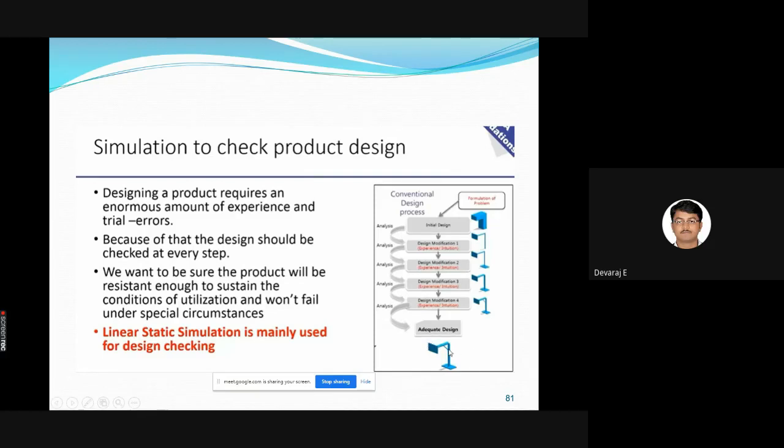Again, he will check once more. He will show it to all the department heads as well as the customer. If the customer is satisfied, then immediately this design will go for manufacturing. This is done for only the linear static simulations. Here, linear static simulation is mainly used for design checking.